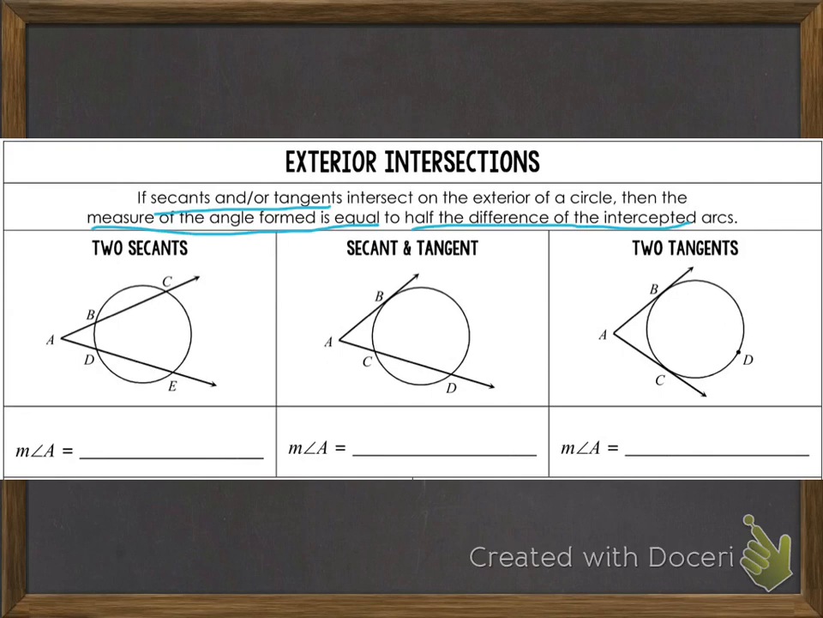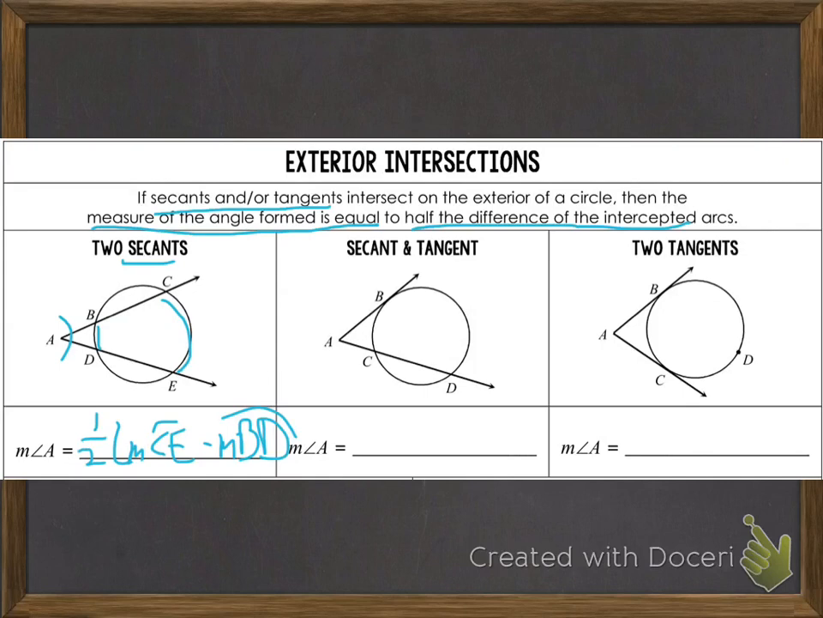If we have two secants, and remember a secant goes through the circle twice, so you can see that here with B, C, D, and E, it's going through the circle twice. So when that's the case, angle A, right there, is going to be equal to 1/2 times the measure of arc CE, which is this right here, minus the measure of arc BD, which is this one right here.